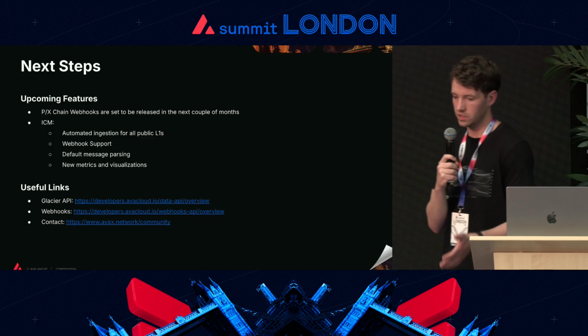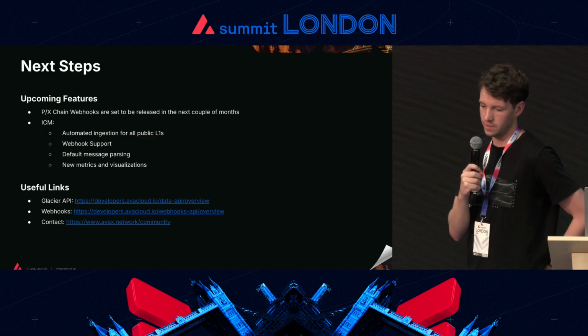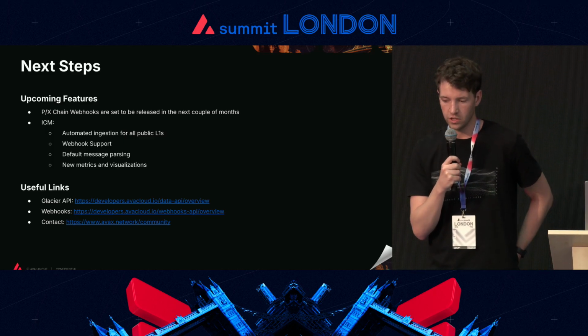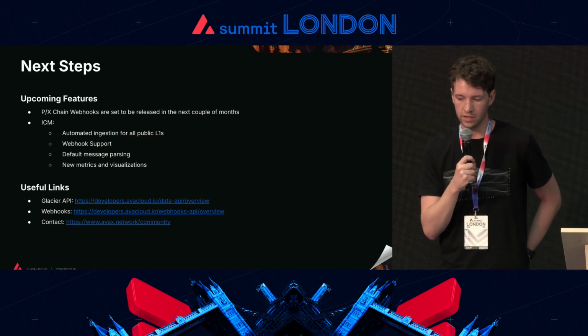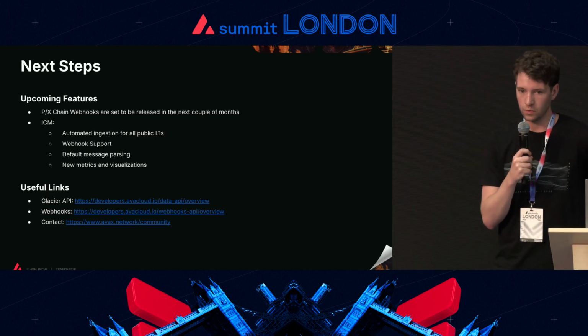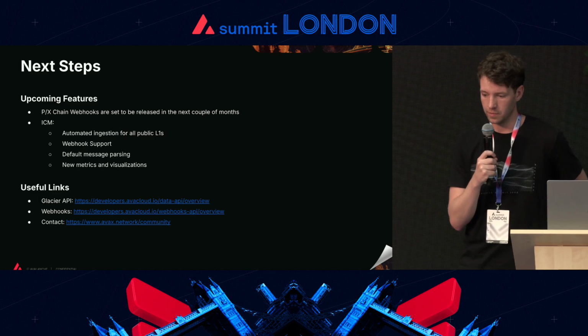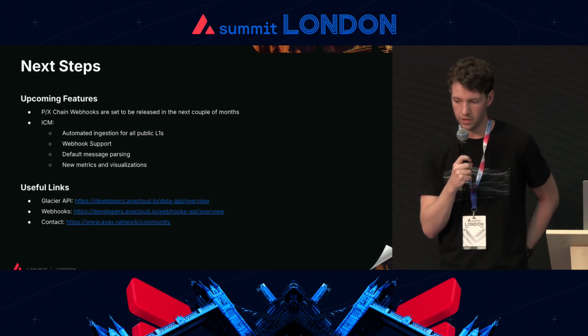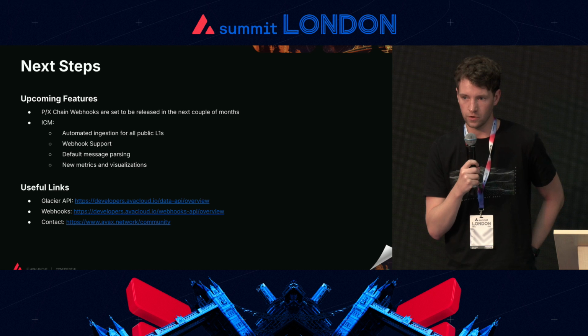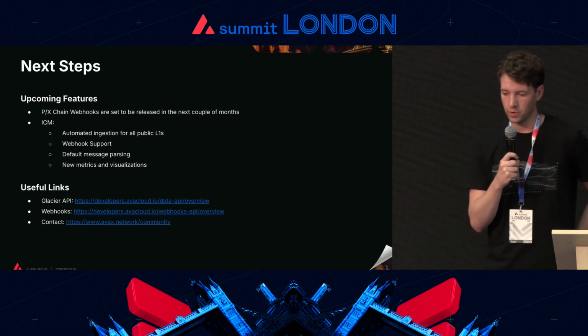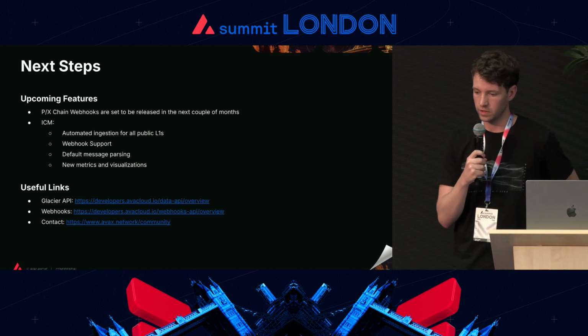All right, so let's wrap this up by talking about next steps. So P and X chain webhooks are set to be released in the next couple of months. And then from there, we're really going into ICM and developing a host of products. So that'll be automated ingestion for all public L1s. That'll both be for webhooks and for the Glacier API.